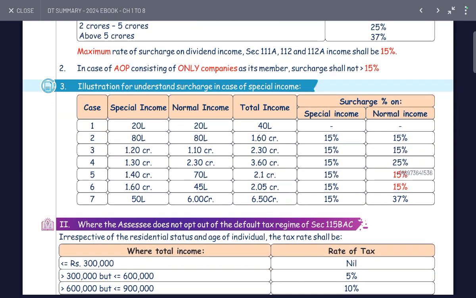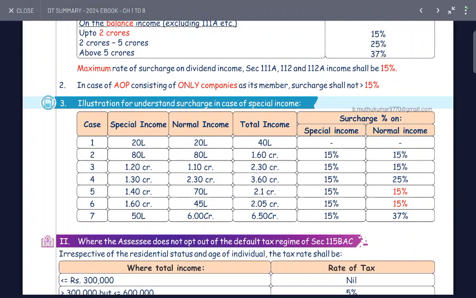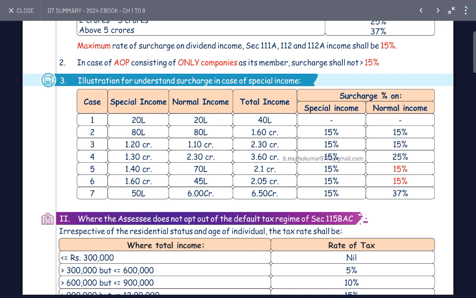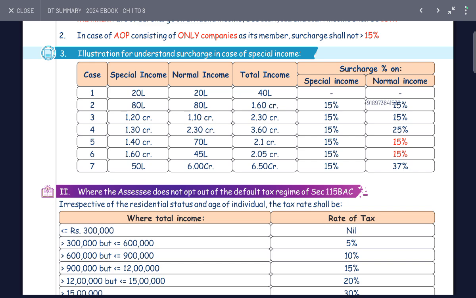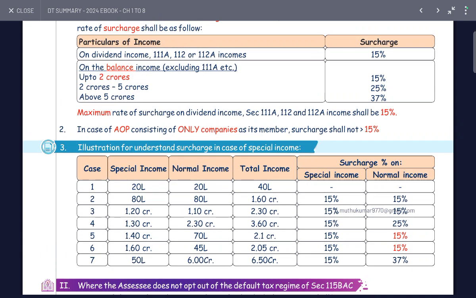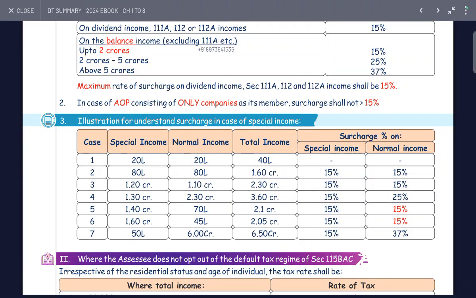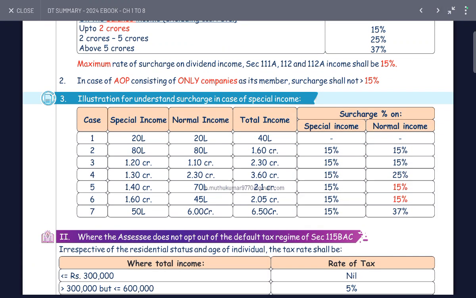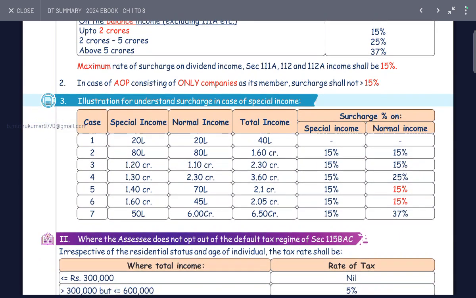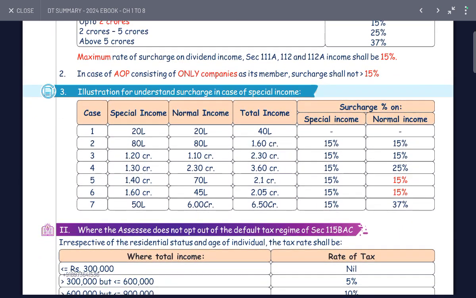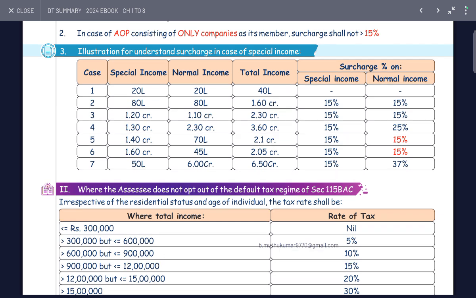Special income 20 lakhs, normal income 20 lakhs, total income 40 lakhs. Special income 0, normal income 0. Special income 80 lakhs, normal income 80 lakhs. The surcharge is 15% up to 2 crores, and more than 2 crores it is 25%. In another case, special income up to 2 crores is 15%, and 6 crores is normal income. So that's 15% for special income and 37% for other income.